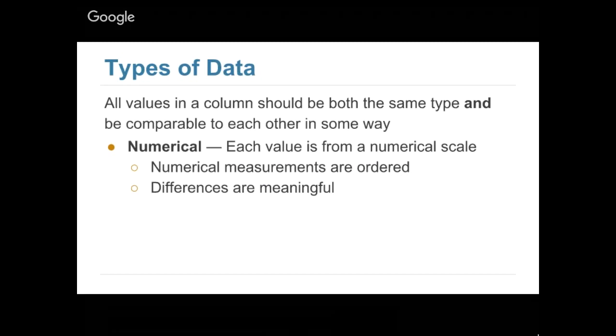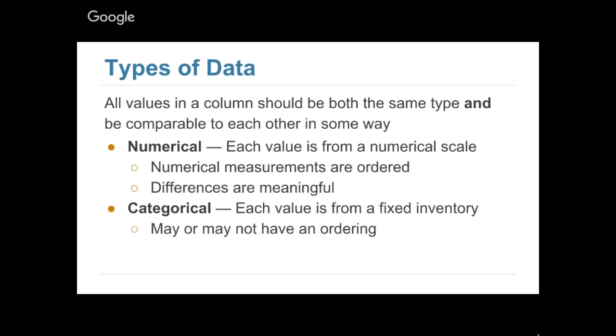On the other hand, we have categorical data, where instead of having values from a fixed scale, they come from a fixed inventory, a set of values. Those values may or may not have an ordering. And typically, when we compare values, we're just asking whether you're in a category or not in a category.